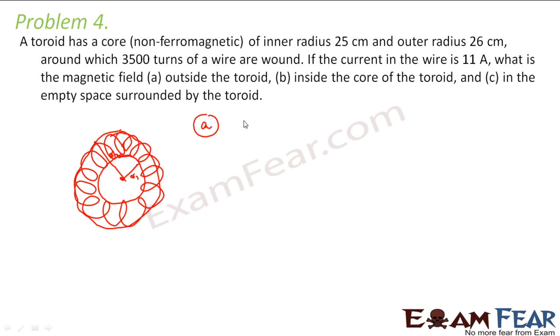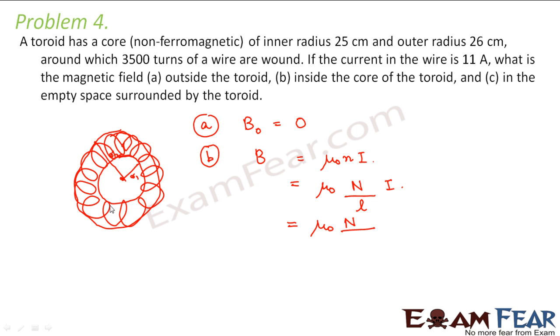So magnetic field outside the toroid is always 0. Inside the core of the toroid, magnetic field is always equal to mu naught into n into I, where n is the number of turns per unit length. Right? So what would be n? n is nothing but total number of turns per unit length. So what would be length? Length is nothing but the circumference of the circle, right? But here the length would mean the circumference of the circle which is midway between R1 and R2.